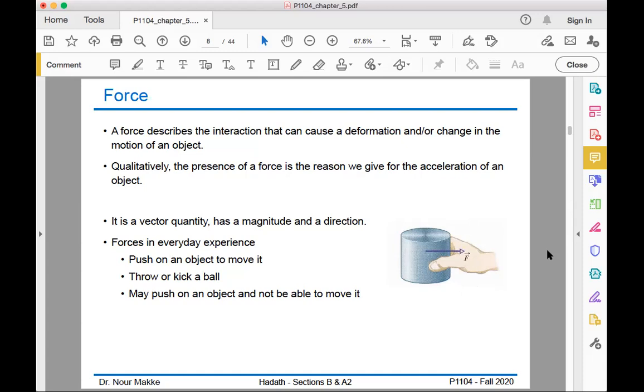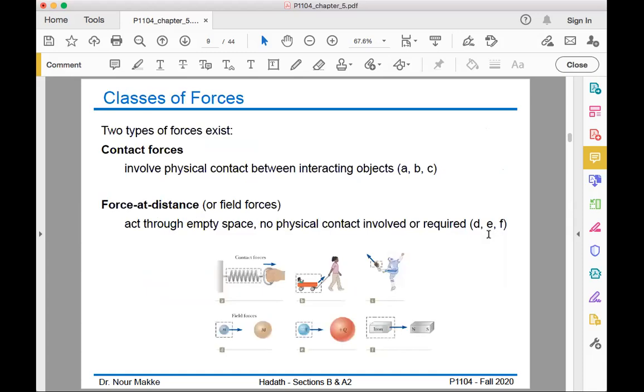You have to know also that the force is a vector quantity. So for example, if you are pulling some object, the force is in the same direction as you are pulling the object, and so it has a direction, and of course it has a magnitude, which is the intensity with which we are pulling this object. And of course forces are part of everyday experience. Like if we push an object to move it, we throw or kick a ball, we may push an object and not be able to move it. So all these examples involve force.